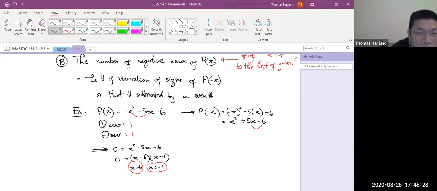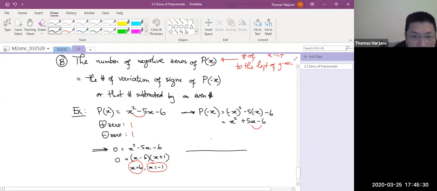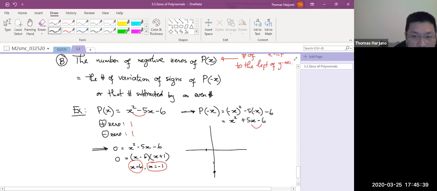Now, if I sketch this, notice that the y-intercept is (0, negative 6), and the x-intercepts are (negative 1, 0) and (6, 0). You see here that we have one x-intercept on the right-hand side of the y-axis and one x-intercept on the left-hand side of the y-axis. The graph looks approximately like this.